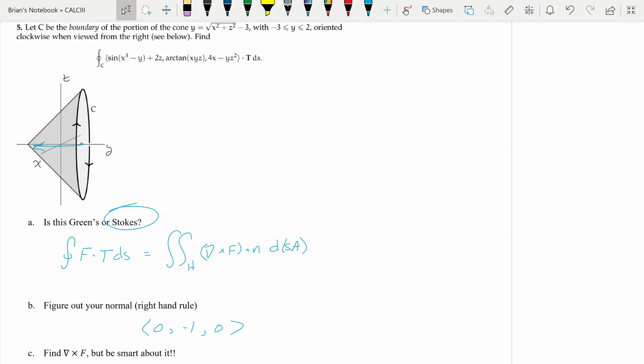Okay, let's go through the first few steps, and maybe I'll let you work this one out to completion. This is kind of a fun one to do. So if we do our cross product, I'll do it up here, just so I don't have to scroll down the page. I, J, and K, and then partial x, partial y, partial z. Then we have the sine of x cubed minus y plus 2z. Our next one is, oh my gosh, arctan of xyz. Don't worry, that one doesn't matter anyways. And the last one is 4x minus yz squared. Okay, so we have our cross product.